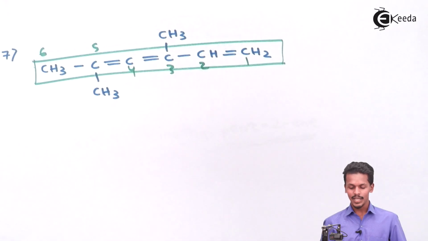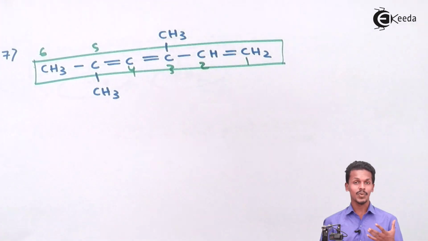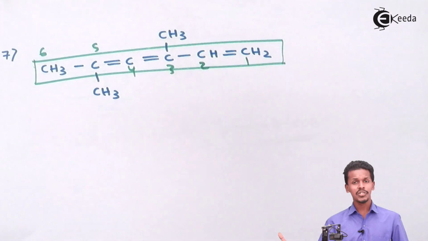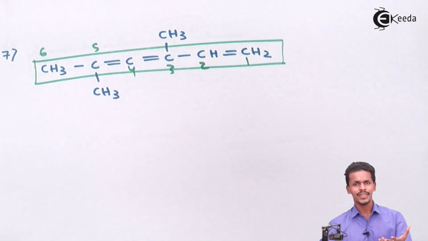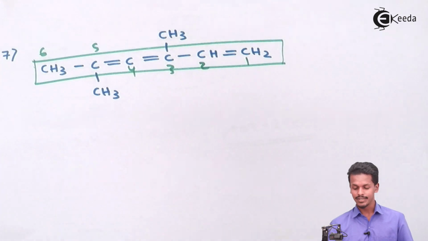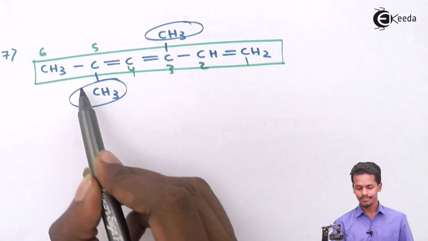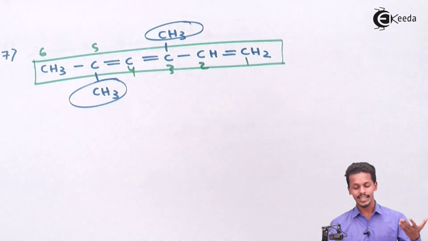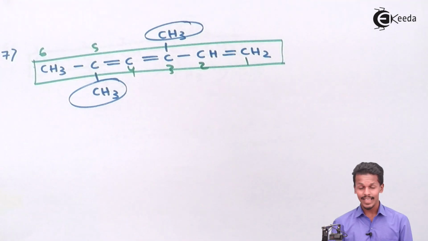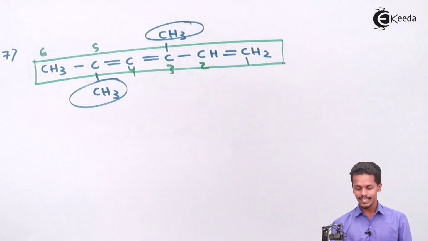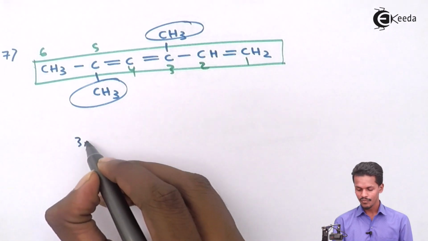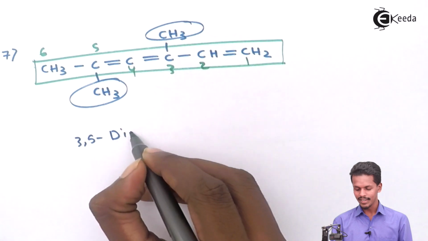And now I can easily name it, but before that let us express the positions of the substituents, or the position of the groups that have been attached to this parent chain. So that is a methyl group. 2 methyl groups are present at carbon number 3 and carbon number 5, so in terms of the methyl groups, it would be written as 3, 5 dimethyl.